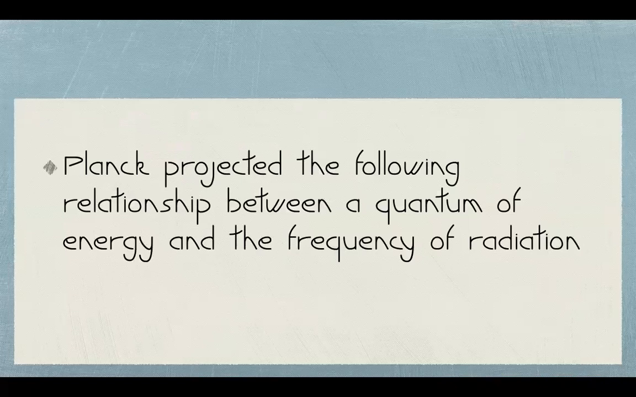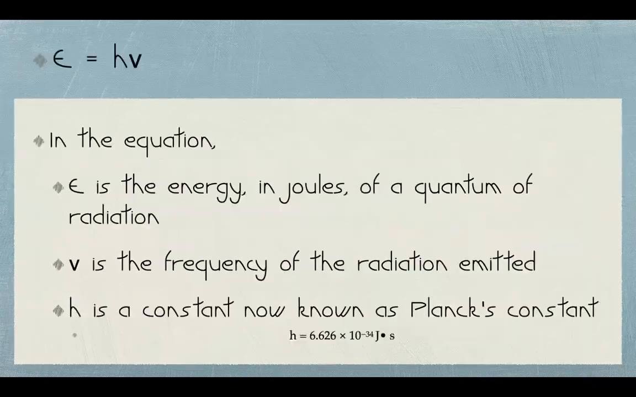So Planck projected the following relationship between a quantum of energy and the frequency of radiation. So he said E equals hν. So let's look at each of those variables. In the equation, E is energy in joules of a quantum of radiation or energy, light, whatever you want to call it. ν is frequency, and h is something called Planck's constant, which you do not have to remember, but that is 6.626 times 10 to the minus 34 joule seconds. But that's now known as Planck's constant.